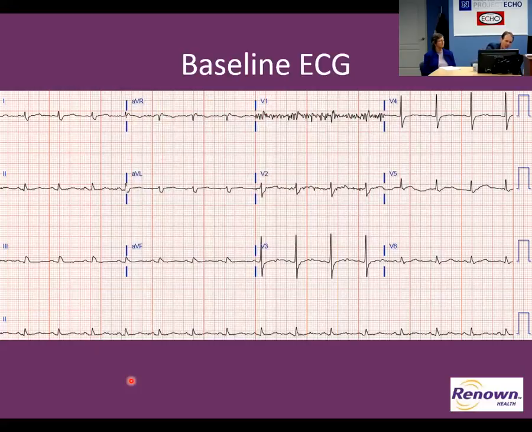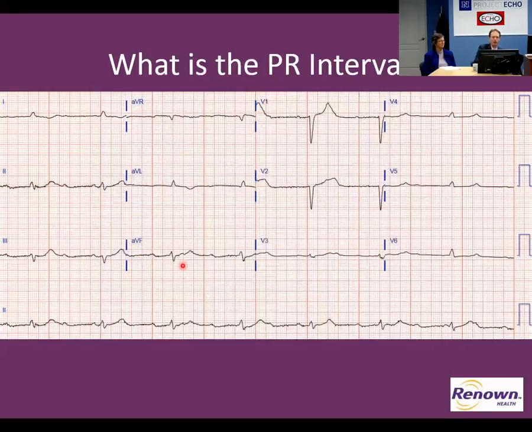Axis is pretty much normal, maybe a little bit of right axis deviation because of the deep S, which is associated with a right bundle branch block. So deep S laterally is a right bundle branch block. So you can see all those deep S's. And then there's some sort of non-specific T-wave flattening inferiorly, etc. Not a lot really to talk about on this baseline EKG, but what is the PR interval?